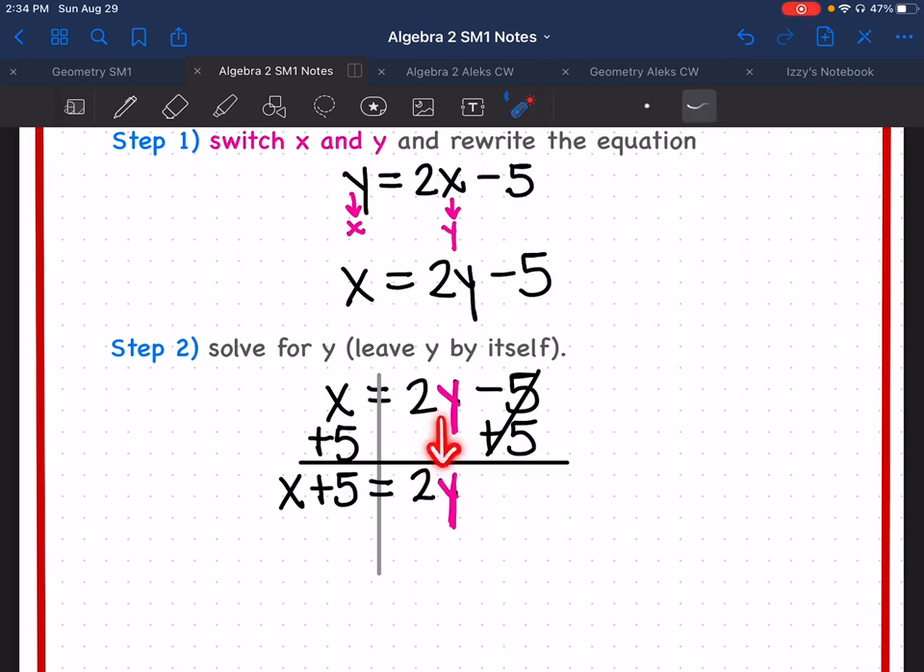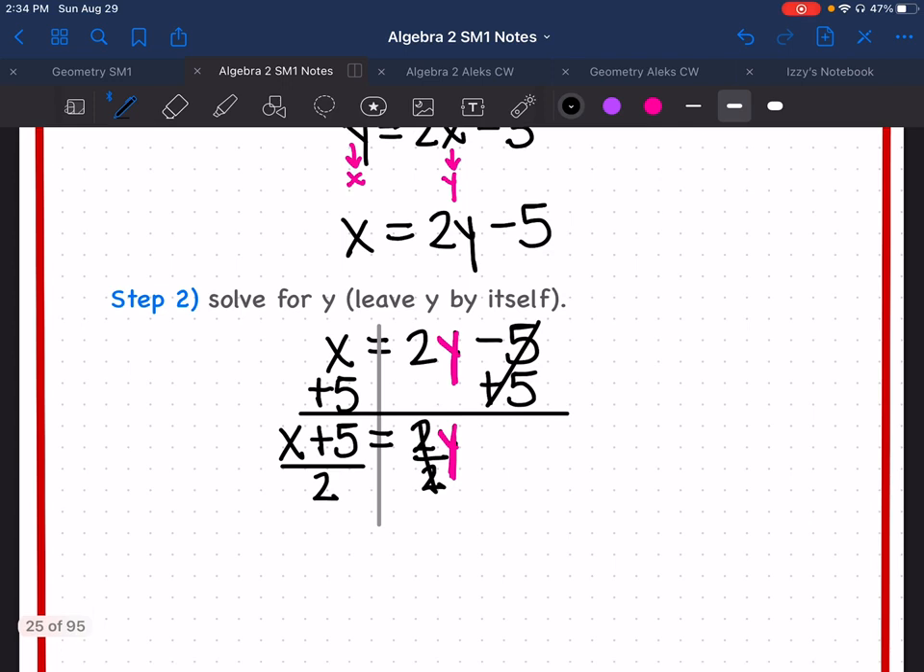The last step would be to get rid of the multiplication or division by doing its opposite. Remember, whenever you have a number with a letter behind it, the multiplication is hiding between it, and you're simply going to go ahead and divide by 2. What you do to one side, you have to do to the other. Now, this is a very common way of showing it, but remember, you are dividing each one, so you could separate it to say x divided by 2 plus 5 divided by 2 equals y.